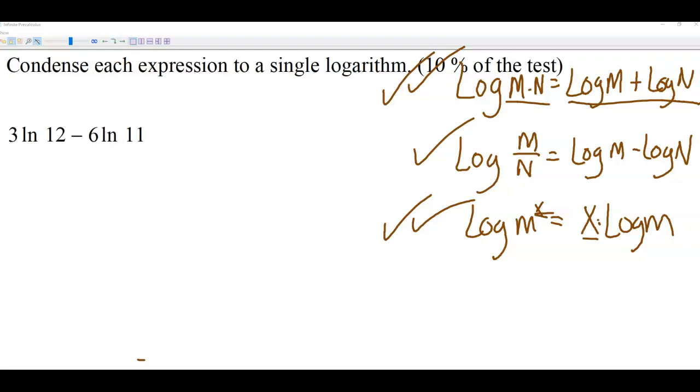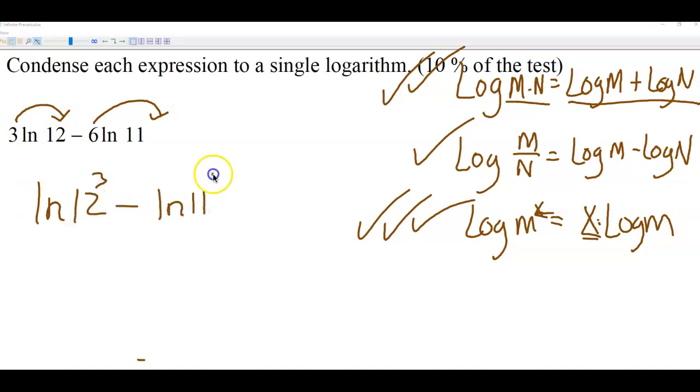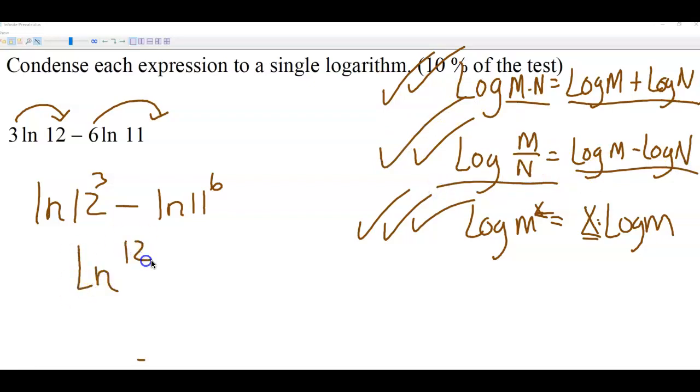So I'm going to apply rule 3 here. I'm going to take the number in front and make it become a power. So put that there, and you end up with ln of 12 to the 3rd power minus ln of 11 to the 6th power. And then I'm going to apply the second rule here where I take my two logs that are being subtracted and I put them together into one log where the arguments are being divided. Remember, the first one goes on top and the second one will end up going on bottom, and that will be our final answer there.